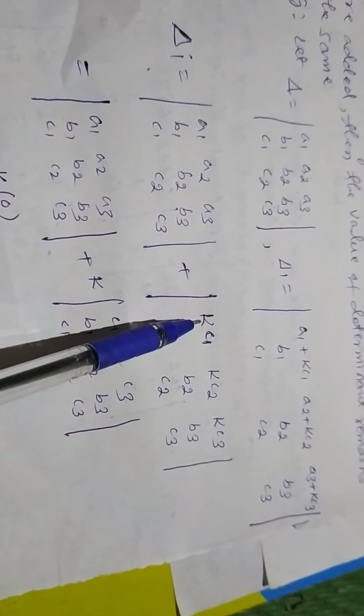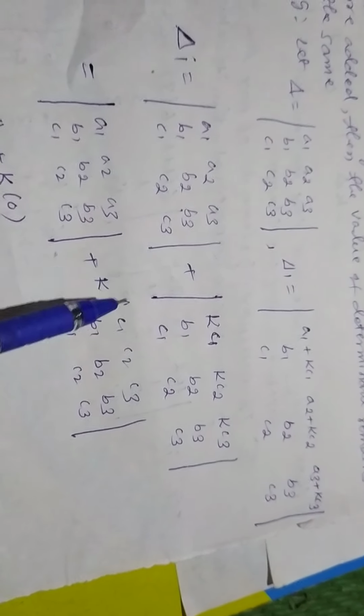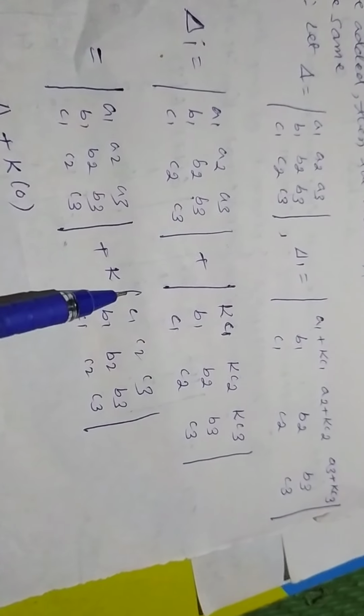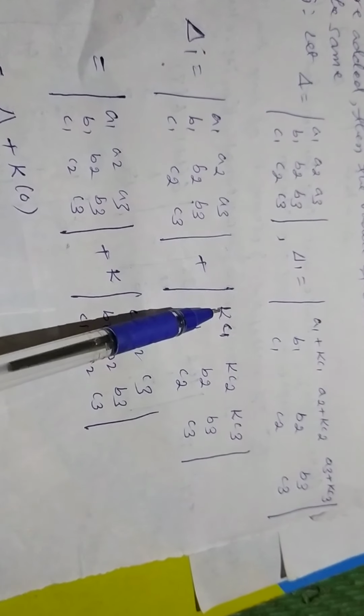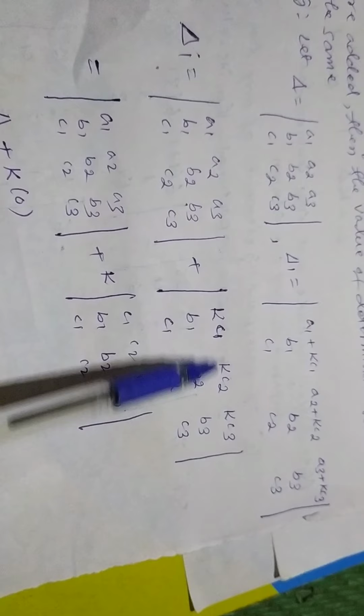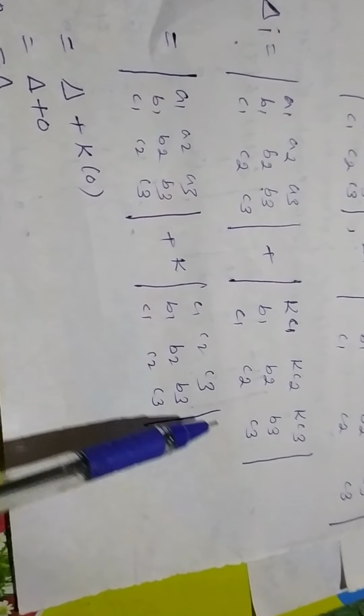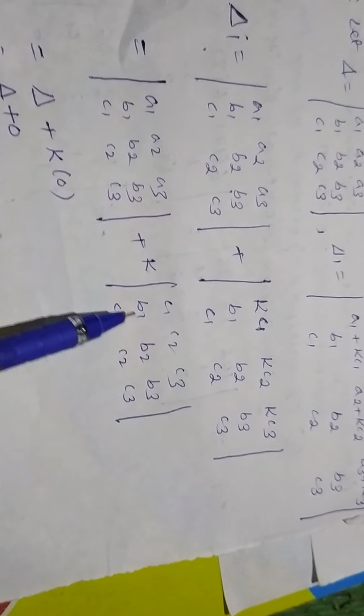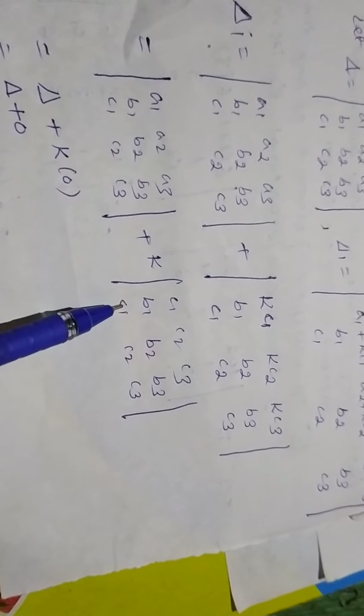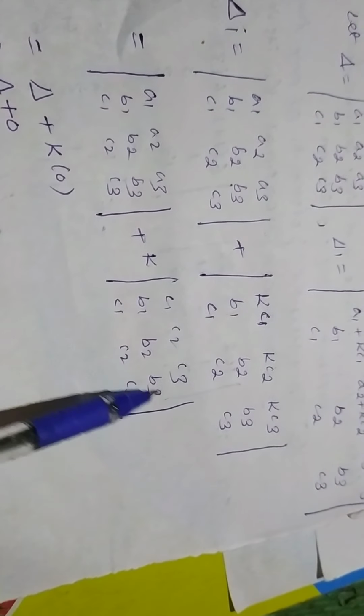This is the determinant delta as it is, plus when you take k as common from R1, because according to the note you can take any constant from any one row or any one column. Hence here k exists throughout the row, so you can take k as a common factor. After taking common factor k, the remaining things are c1, c2, c3, b1, b2, b3, and c1, c2, c3. See here, according to property 3, row 1 and row 3 are the same, identical. Hence its value is 0.